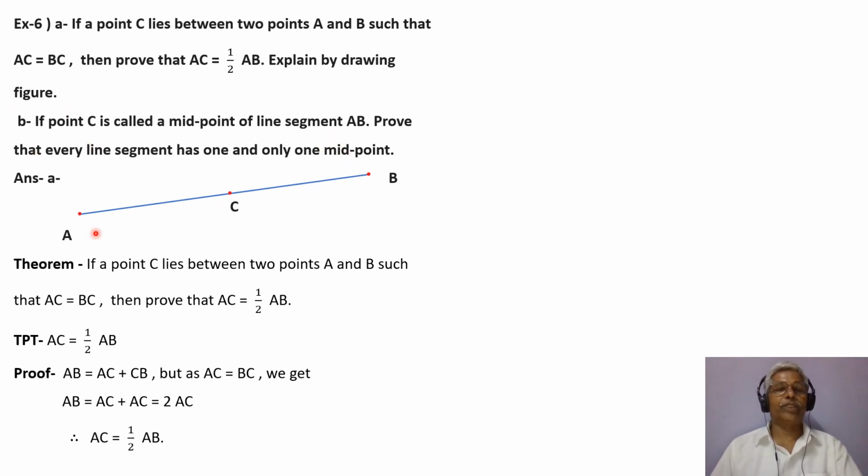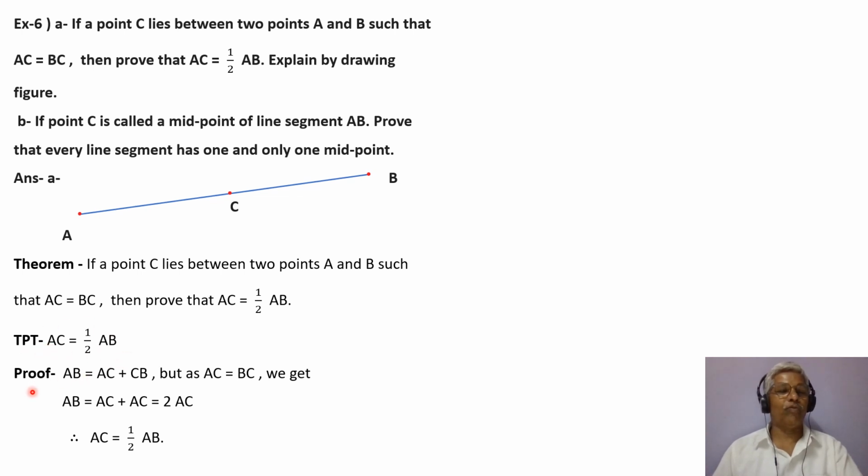We'll just look at the figure A, C, and B, according to the condition given here. So the theorem: if a point C lies between two points A and B such that AC equals BC, as given here, we have converted it into a theorem, then prove that AC equals half AB. Now this is again what we have to write: to prove that AC equals half AB.